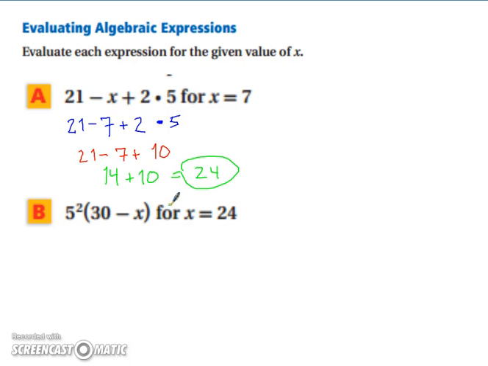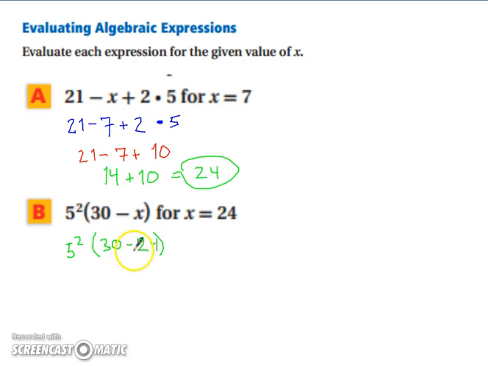Now that you've had a moment to try B, let's try it together. So we're going to substitute 24 in for x. So we have 5 squared times 30 minus 24. And now we can begin evaluating our expression. Alright, so do we have any parentheses? Step 1 in the order of operations. Yes, we do. So we need to take care of what's inside those parentheses first.